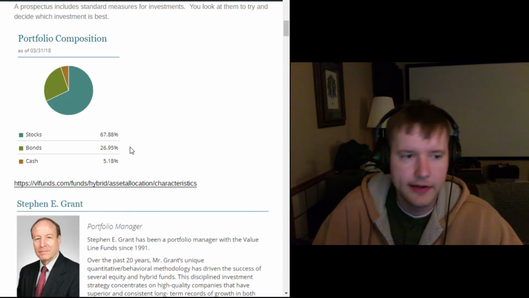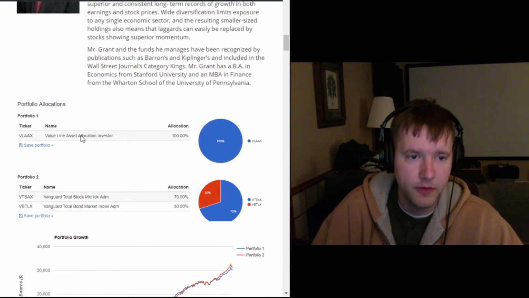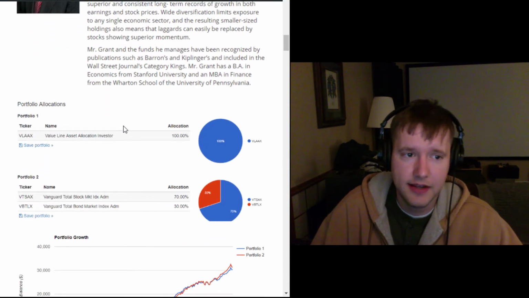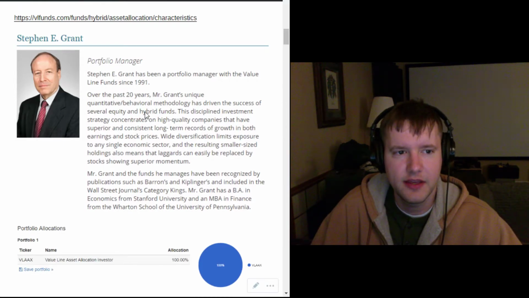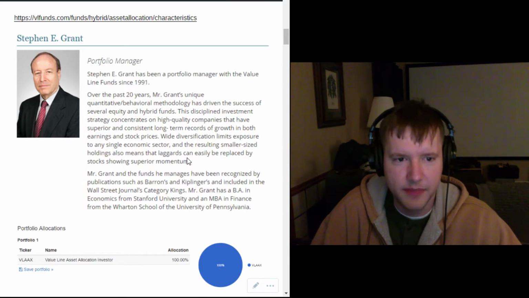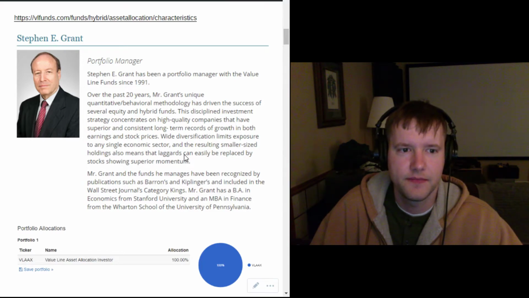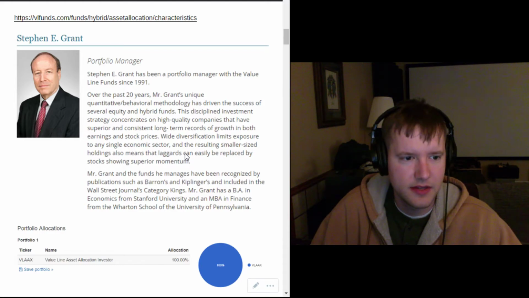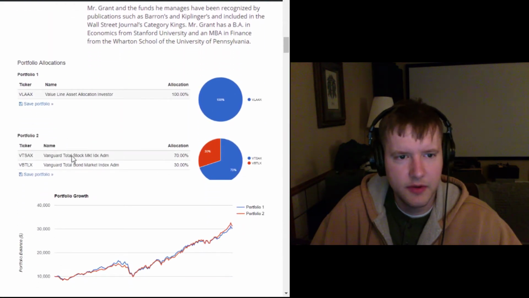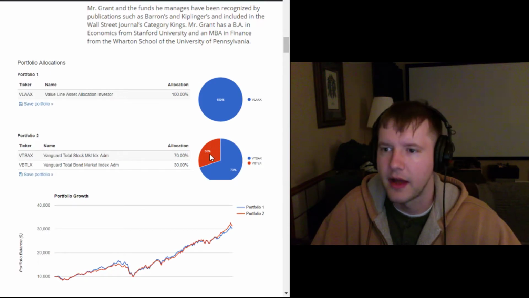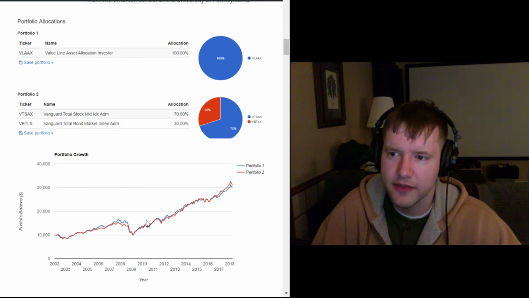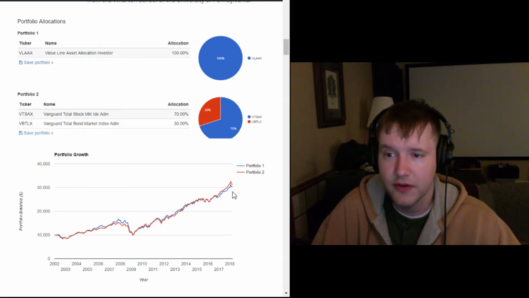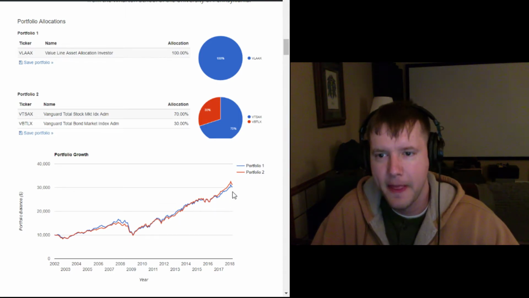These are the total market indexes. That's what we're comparing this to. So portfolio number one is Value Line Asset Allocation, Mr. Stephen E. Grant's life's work. What he got his fancy degrees to put together, where he picks the good ones and sells the bad ones and rides a unicorn into the sunset. And second one is just Lewis screwing around. Well, they look very similar, don't they? And in fact, Lewis's screwing around happens to be the winner at the moment.